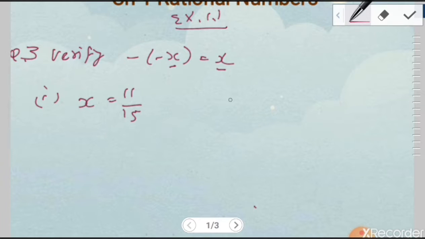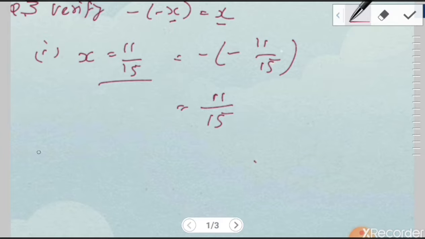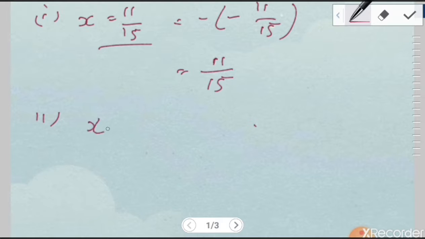So we will put it in the verification of minus (minus x), where the value of x is 11 upon 15. Now if we open this bracket, minus minus becomes plus, and we get 11 upon 15, our question. Both are the same. And the second one is x equal to minus 13 upon 17. So we will also put that in the same bracket.